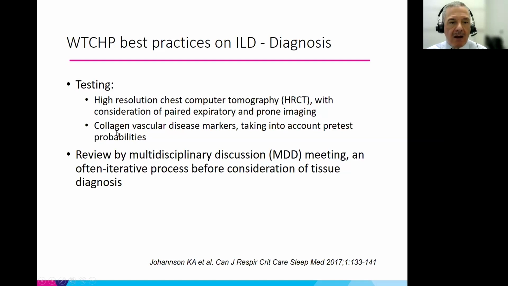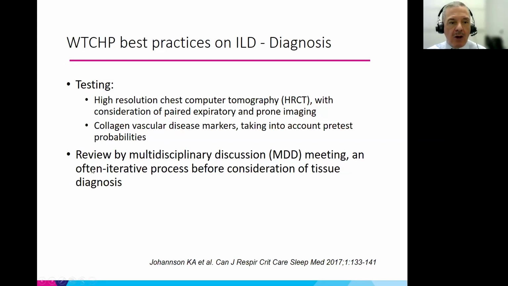And then it is recommended that collagen vascular disease markers be obtained, but most important is that the history of any of the symptoms that characterize these collagen vascular diseases be assessed. Like, for example, arthralgias, arthritis, skin changes, rashes, etc.